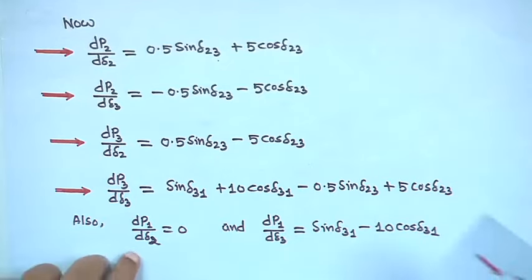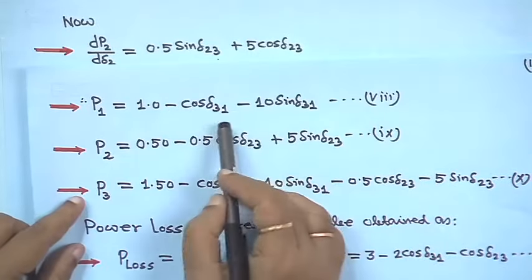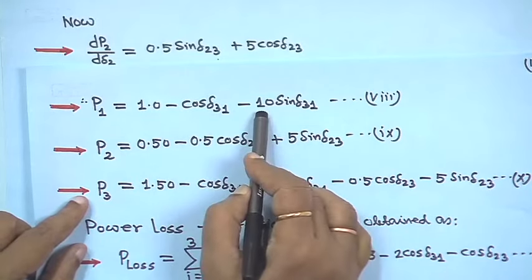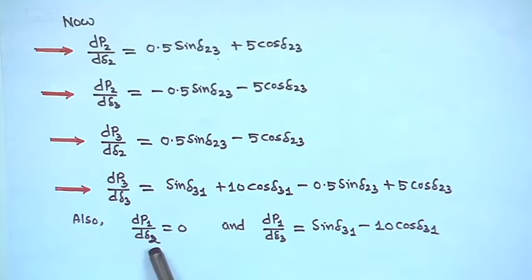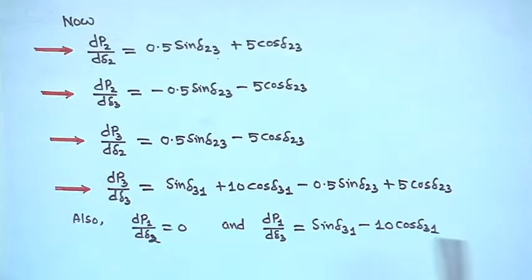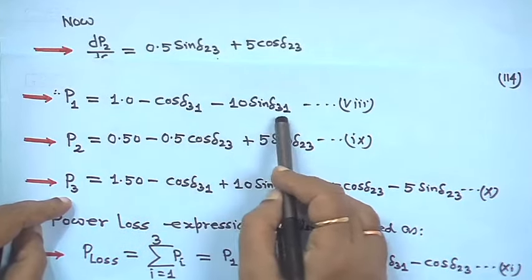And also dP1 d delta 2 is 0, because P1 is not a function of delta 2. Nowhere is delta 2 appearing in equation 8, that is why dP1 d delta 2 is equal to 0. And dP1 d delta 3, that is a function of delta 3, so you can take the derivative. That comes out as sin delta 3 1 minus 10 cosine delta 3 1. Only thing is you write it all as delta 3 minus delta 1, here also sin(delta 3 minus delta 1). This way you take the derivative.